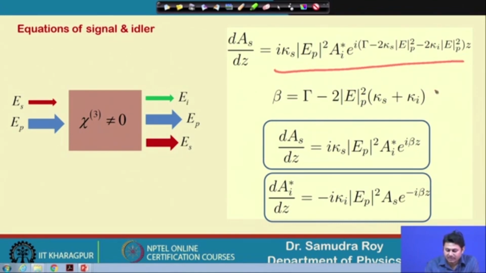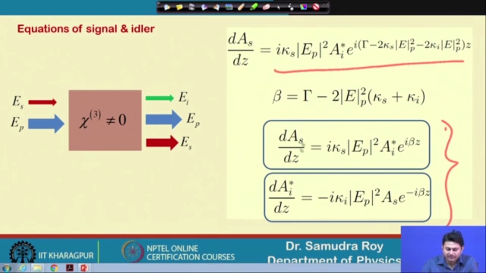So, beta is now another constant I want to introduce, so that I can reduce this part. If I reduce this, all things are constant because E p I consider constant, it is a strong field. So, when I put this, we have a rather compact form for A s. If you calculate the compact form of A s in a similar way, you can calculate the compact form of A I also. A s and A I are the fields corresponding to frequency omega s and omega I.